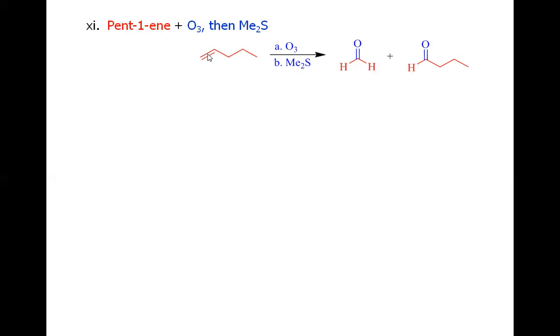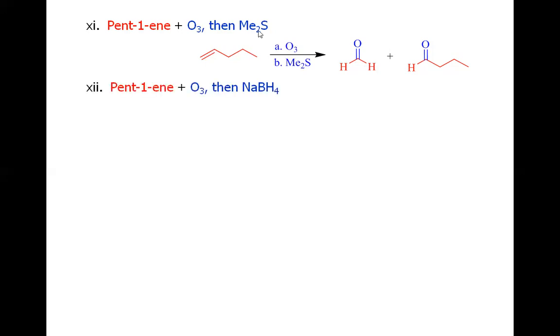And when the carbon-carbon bond is broken, we have oxygen attached to both carbons, which will give us 2 carbonyls. Dimethyl sulfide is used to break the intermediate which was formed during the reaction, and the reaction ended with the aldehydes, because we have the hydrogen here and the hydrogen here.